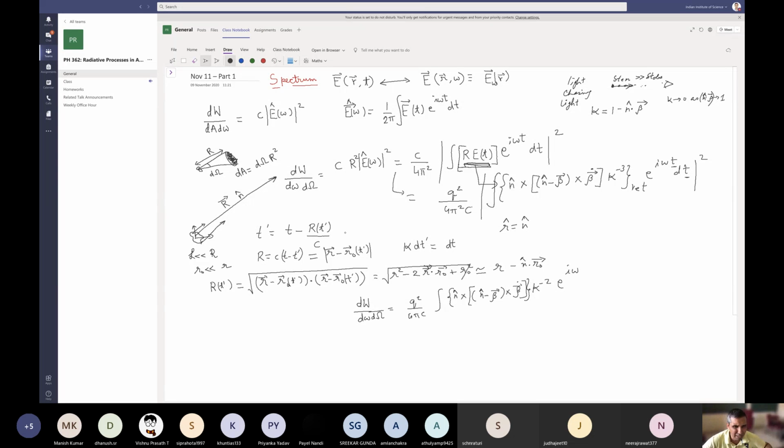So now t is t prime plus r, and I said that this r and the location of the observer are almost the same. So e to the i omega t, where t is t prime plus r, and dt becomes dt prime. That kappa factor goes away, and then you have a whole square of this.